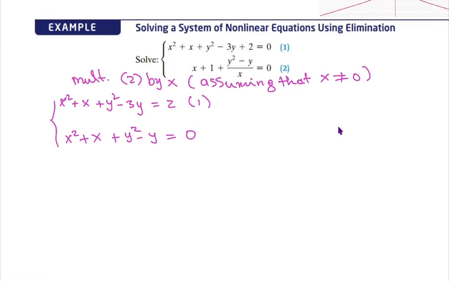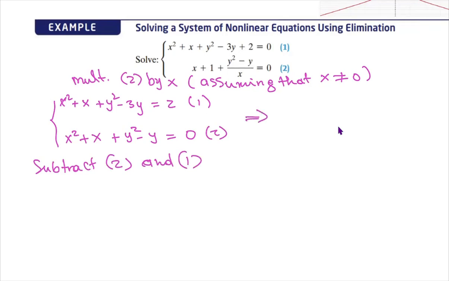What can we do to eliminate one variable? And you can decide which variable you want to eliminate. But in this case, I want to eliminate x. So we would subtract 2 and 1. That will automatically eliminate our x. Or multiply 2 by -1 or 1 by -1. That will eliminate one of the variables. So let's subtract 2 and 1.